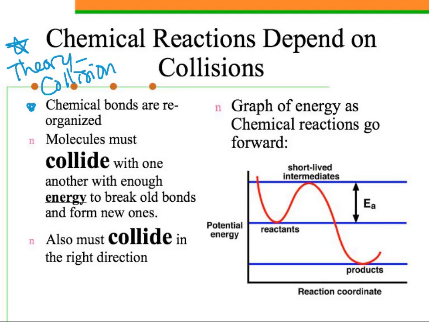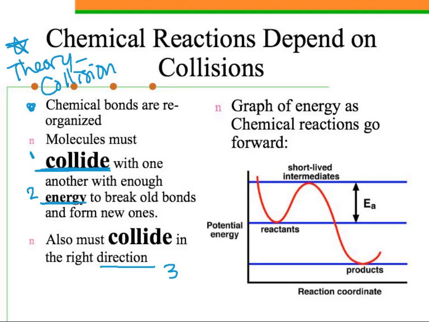And here's the three requirements for a chemical reaction to occur. Molecules have to collide, so they have to touch each other. They have to crash into one another. That's the first requirement. With enough energy, so with the right amount of energy, that's the second requirement, to break old bonds and form new ones. The third requirement is that the molecules have to collide in the right direction.